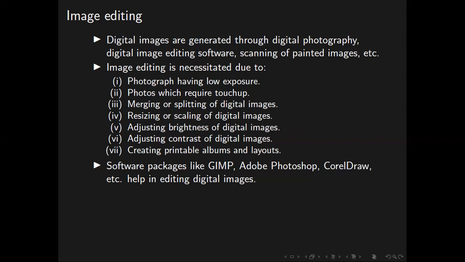Okay. Then, what is the necessity for editing of digital images? Photographs may have low exposure. That is, the lighting may not be sufficient when we took the photograph, whereas we can make corrections after taking the photograph. And overexposure is another reason. Overexposure means the lighting may be too heavy and the objects may not be clearly visible in the output. We may correct the overexposure and underexposure conditions.